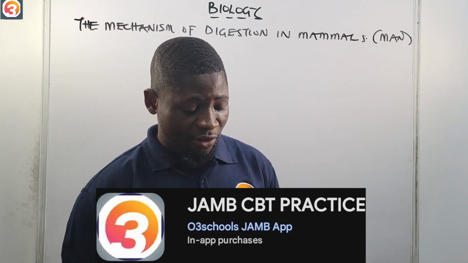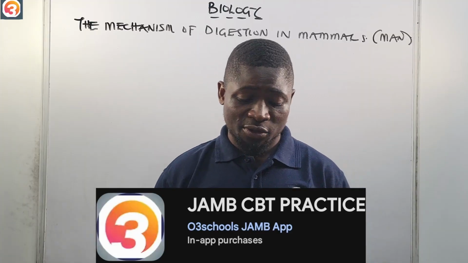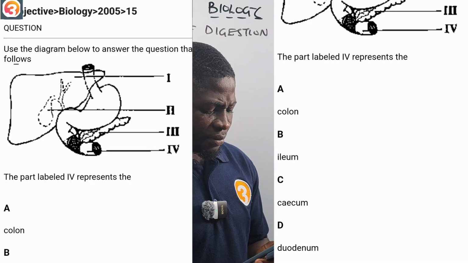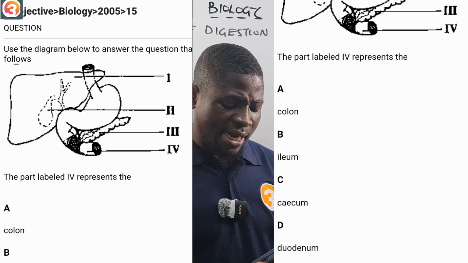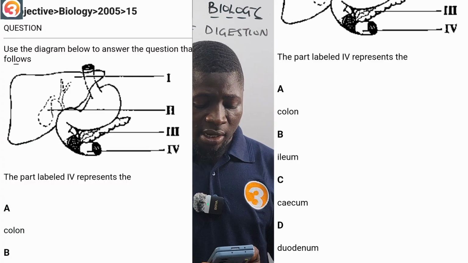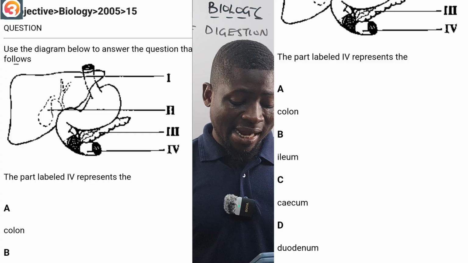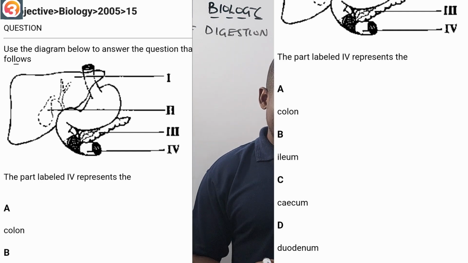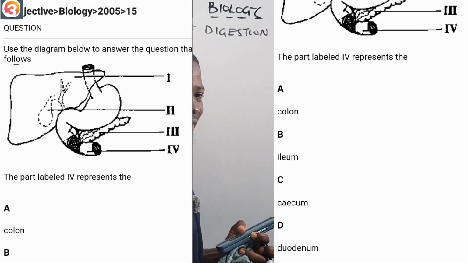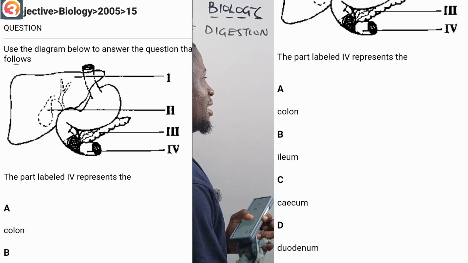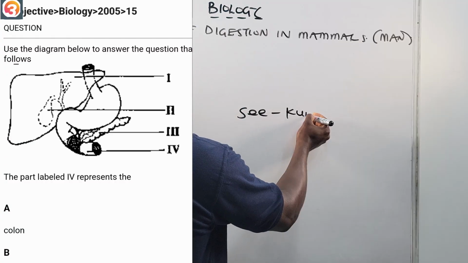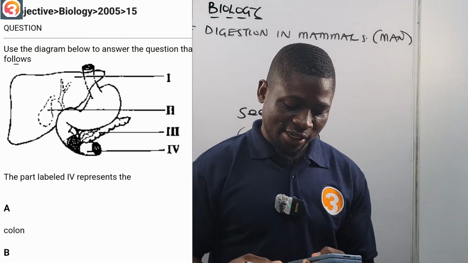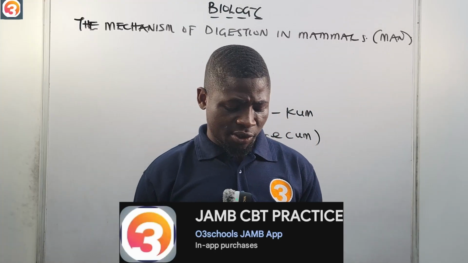Before we talk about the app, let us see a question from the JAMB app by O3 Schools. This is a 2005 question, number 15, as it is being displayed to you right now. It says, use the diagram below to answer the question that follows. I can see the diagram, obviously. So they say the part labeled IV represents: A, colon; B, ileum; C, cecum. Okay, it's not cacum or cecum. It's actually pronounced cecum. Okay, that is your cecum. All right, so ensure you take note of that. Then, of course, option D says duodenum.